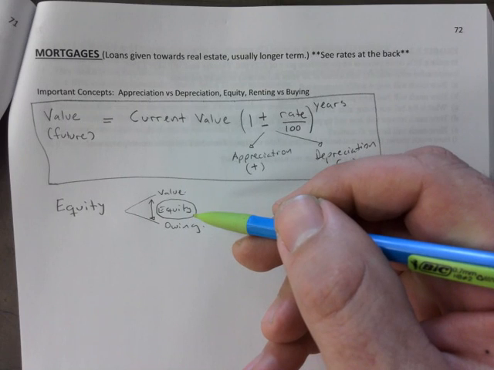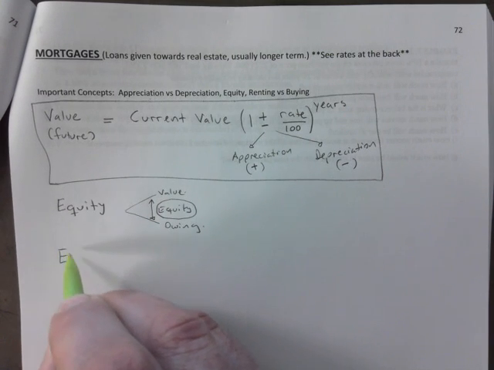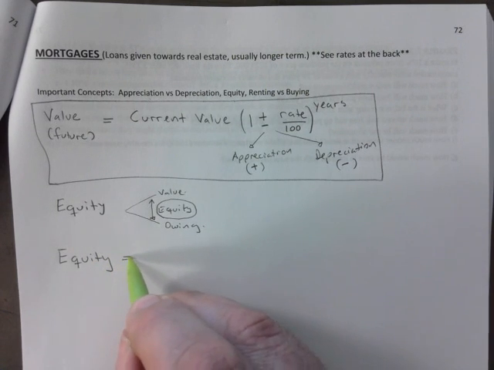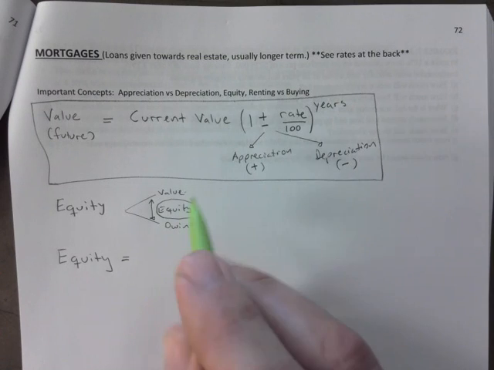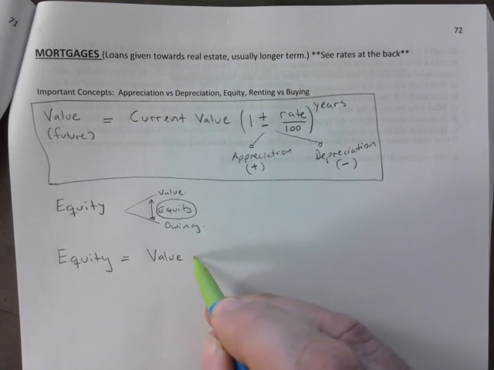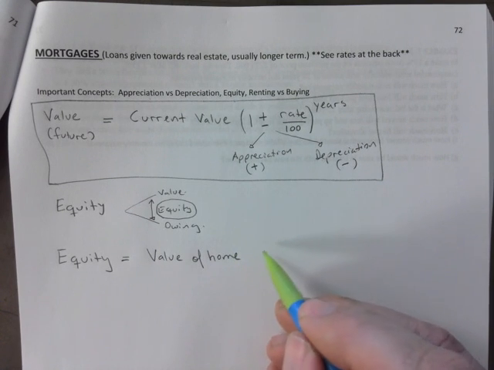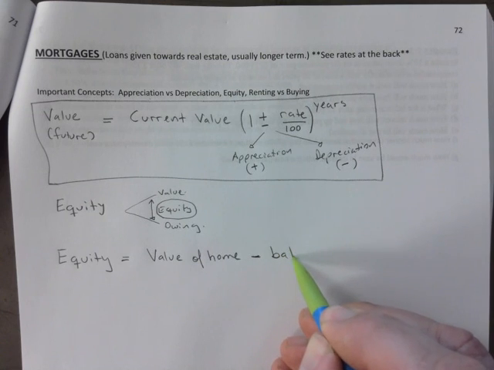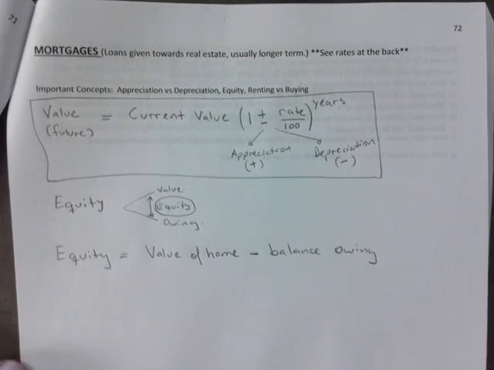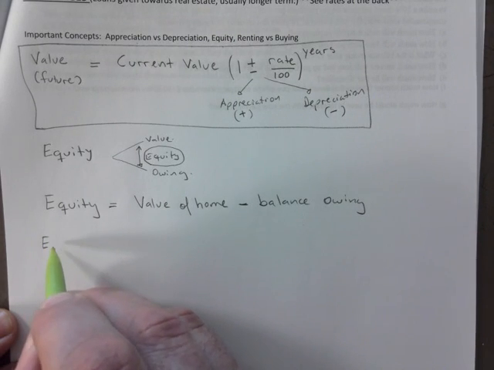And here's a formula that is going to at first look very ugly, okay? But I'm going to explain that to you. To figure out the equity of a home at any given time, you use what I just did up here, okay? Value of home minus balance owing. And so I'm using words, and now it's going to turn into a formula.